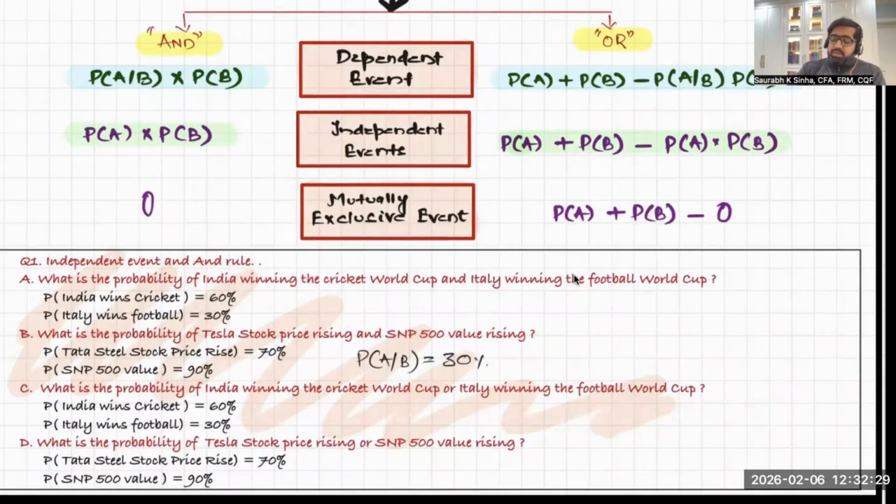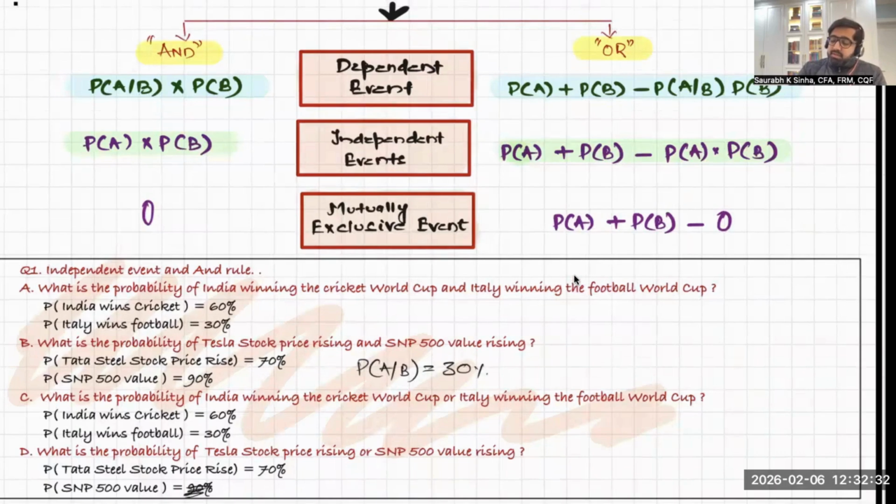Okay. Last question. For the last question, please change this from 90% to 30%. Otherwise, you will get incorrect answer. Okay. The last question is probability of Tesla stock price rising and S&P 500 value rising. I will recommend you to pause the video and solve this question.